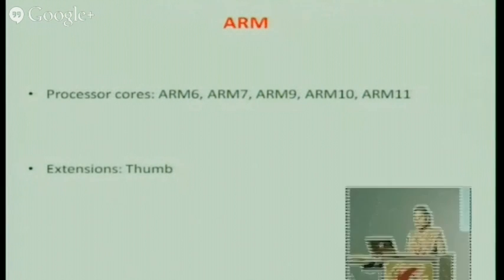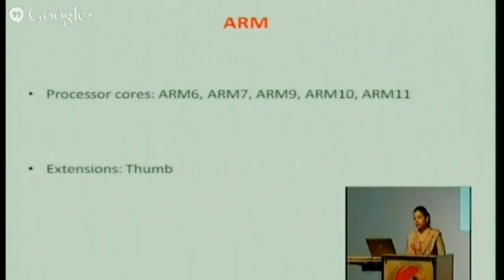Now, the various processor cores for the ARM processor are ARM6, ARM7, 9, 10, 11 and many more. ARM6 was the first developed ARM processor, which is available without the thumb instruction set. From ARM7, the company incorporated the thumb instruction set. Beyond these, all ARM type processors contain a thumb instruction set.